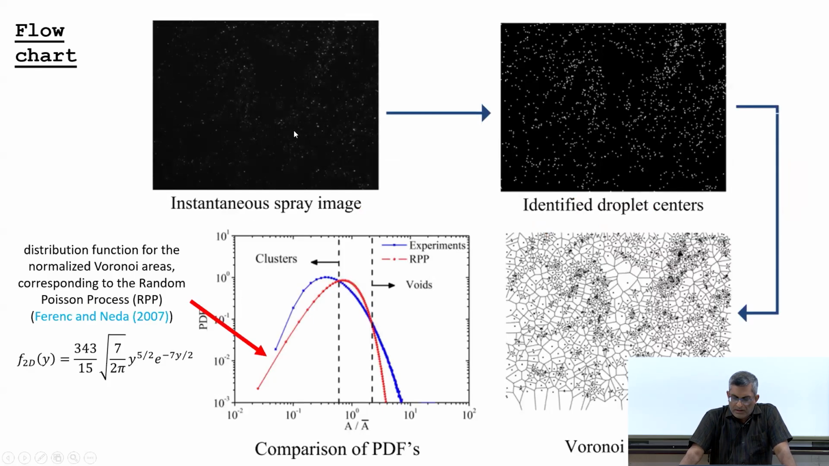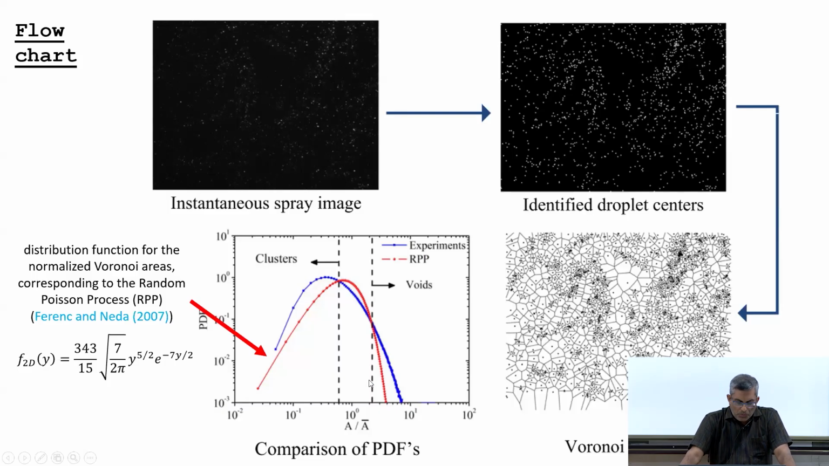Again, this is only one example. You start with your 2D image, then you binarize it and identify the particle centers, and then you can draw the Voronoi cells. If you use MATLAB, there is an inbuilt command that you can use to draw the Voronoi cells. Here in this example you can see the Voronoi cells around particles.